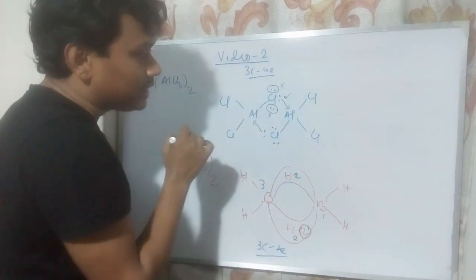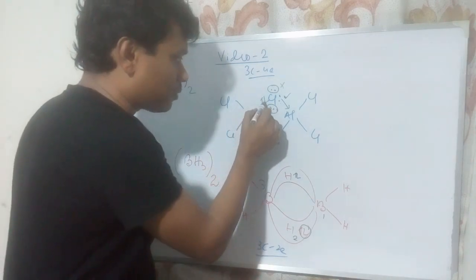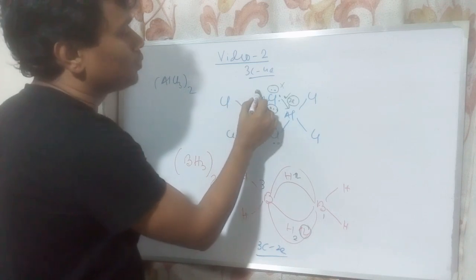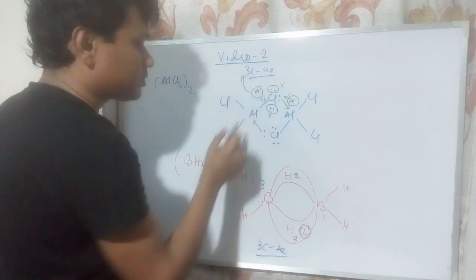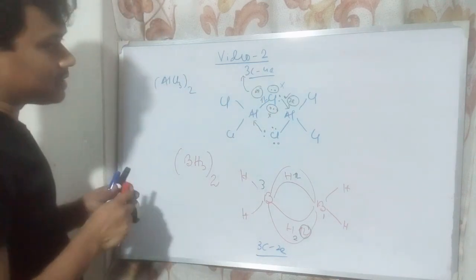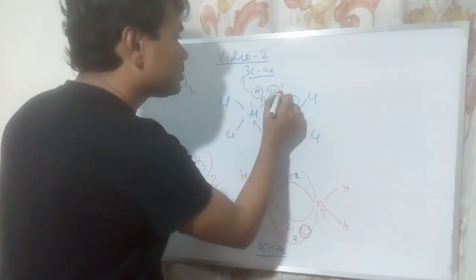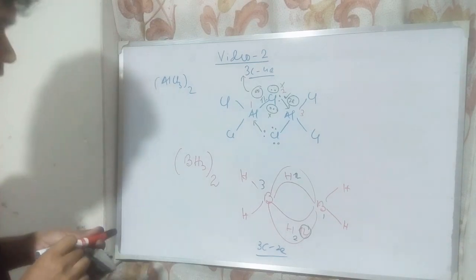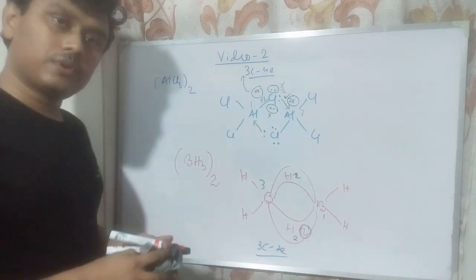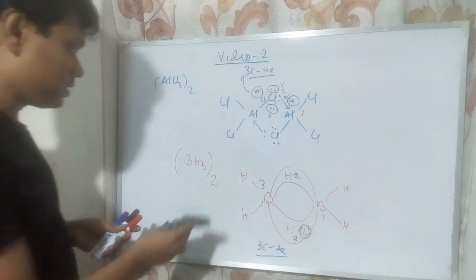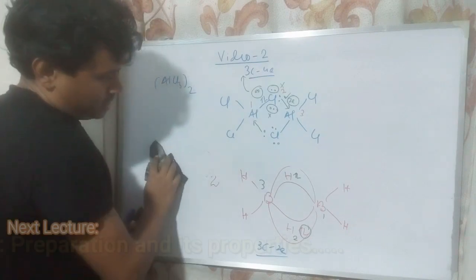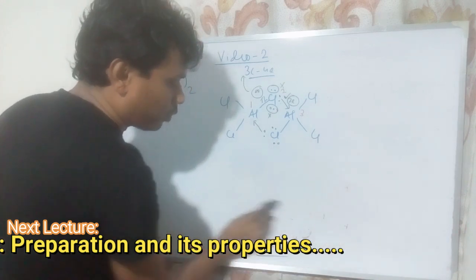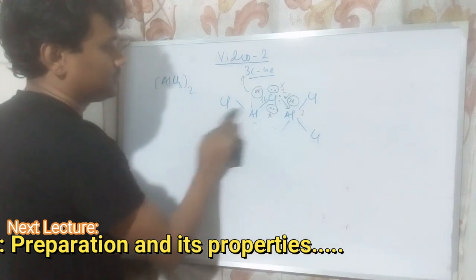That's why, how many electrons are involved? 2 electrons from here and 2 electrons from here. So ultimately 2 plus 2, 4 electrons. That's why 4 electrons, and 3 centers are 1, 2, 3. That's why 3 center 4 electron bond. So this is the end of today's video. We will explain next day about BeH2 or boron hydride and its properties.